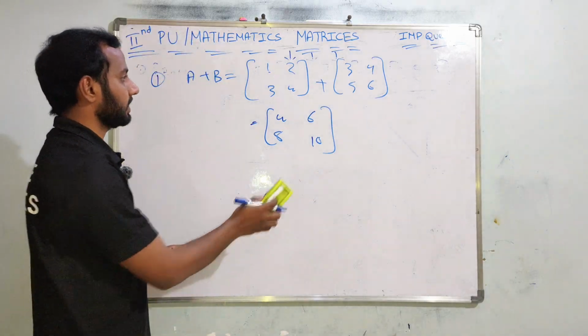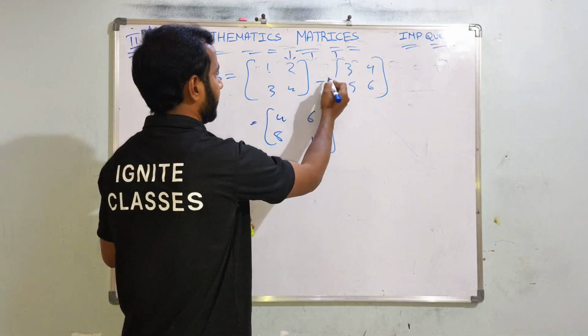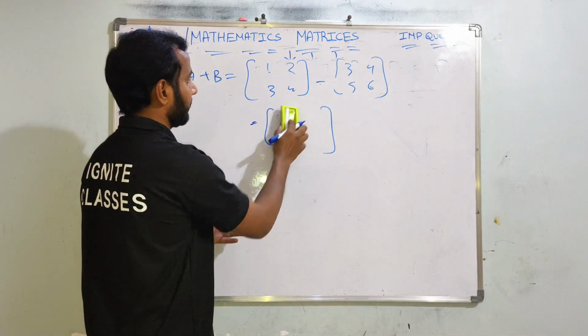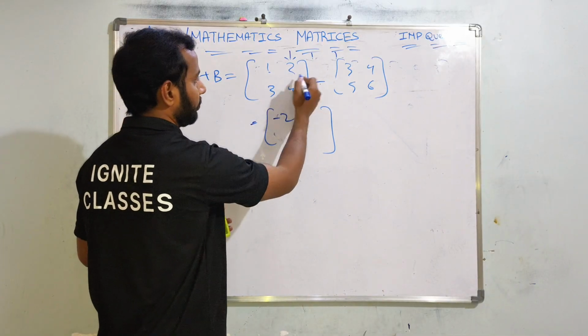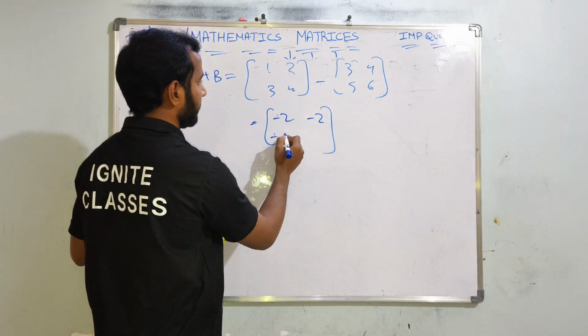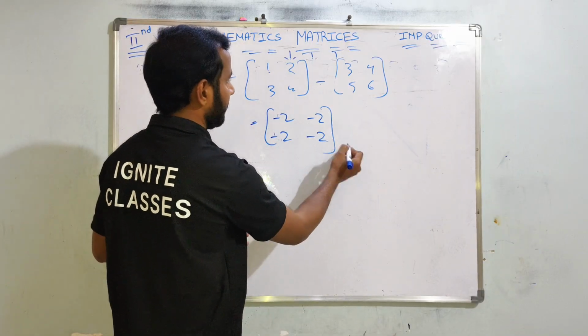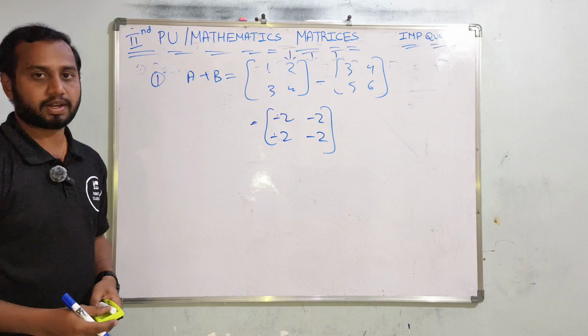For example, now I am saying subtraction of matrix. Then we need to subtract these two matrices. 1 minus 3 is minus 2, 2 minus 4 is minus 2, 3 minus 5 is minus 2, 4 minus 6 is also minus 2. So this is your subtraction of matrix.